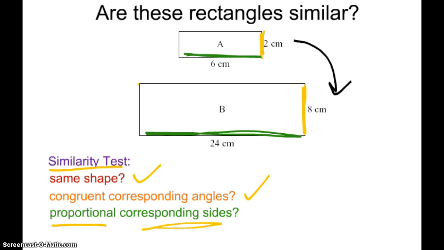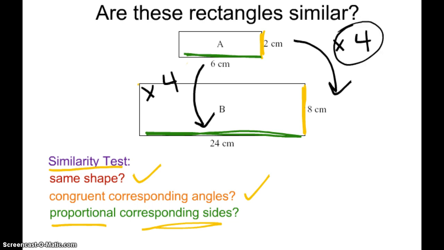Scale factor is always what you multiply. What do we multiply 2 by to get 8? Well, we multiply 2 by 4 to get 8. Okay, well, how do we get from 6 to 24? What do we multiply by? We multiply by 4. And since we're multiplying by the same number, since our dimensions are increasing at the same rate, then our sides are proportional. So yes, the corresponding sides are proportional. They are increasing or decreasing all at the same rate.